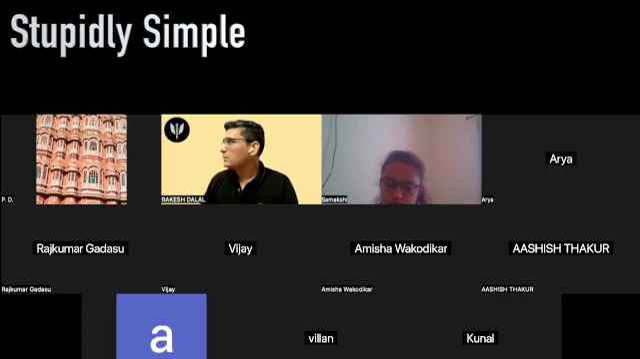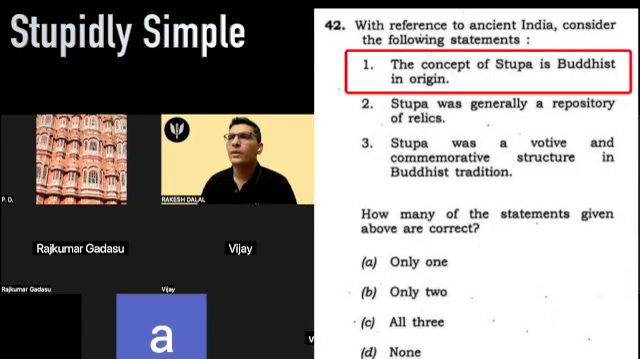One sec. Coming to question number 42. Okay, look at the first statement of this question. The concept of stupa is Buddhist in origin.